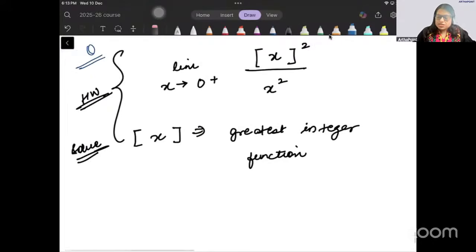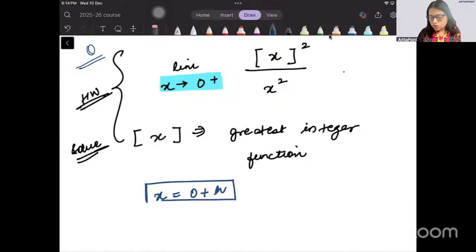So it says x is going to 0 plus. 0 plus means x should be replaced with 0 plus something. It has to be close enough to 0, but more than 0. So x can be equal to, say, 0 plus h, right? Close enough to 0, but it has to be more than 0.